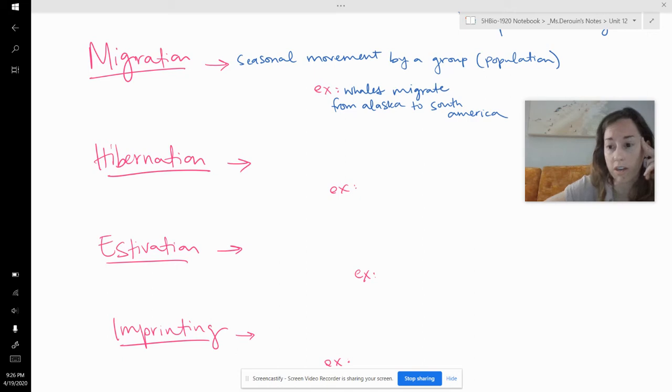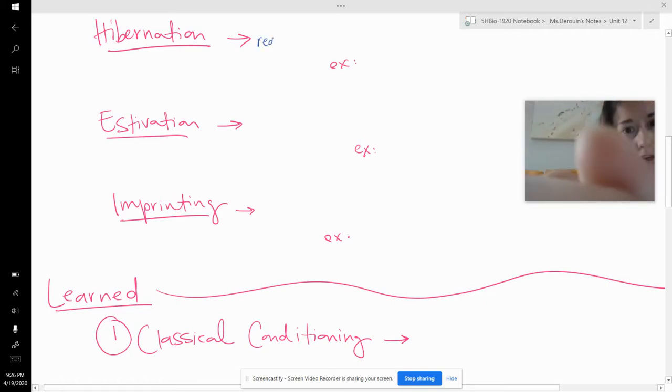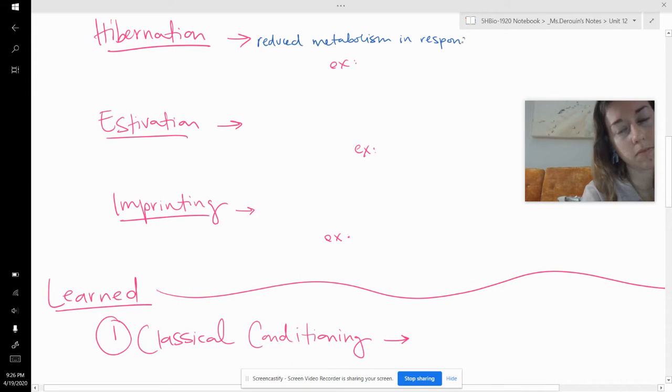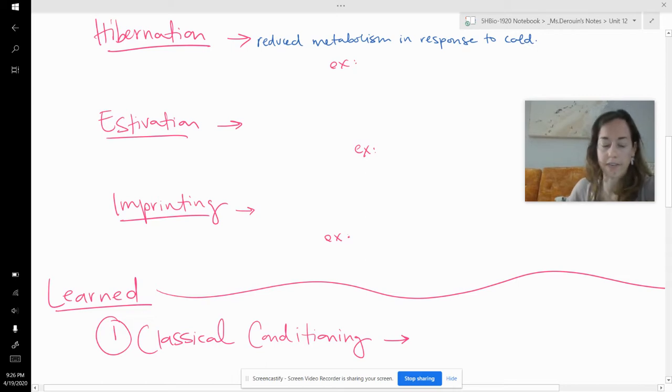It's innate, natural. Two examples that are kind of similar to each other, but they're opposites, are hibernation, which I'm sure you're familiar with, and estivation. So hibernation is reduced metabolism in response to cold. One thing I definitely want to mention is that hibernation is not sleeping. It's much deeper than sleeping. These animals reduce their metabolic rates so low that they're almost dead.